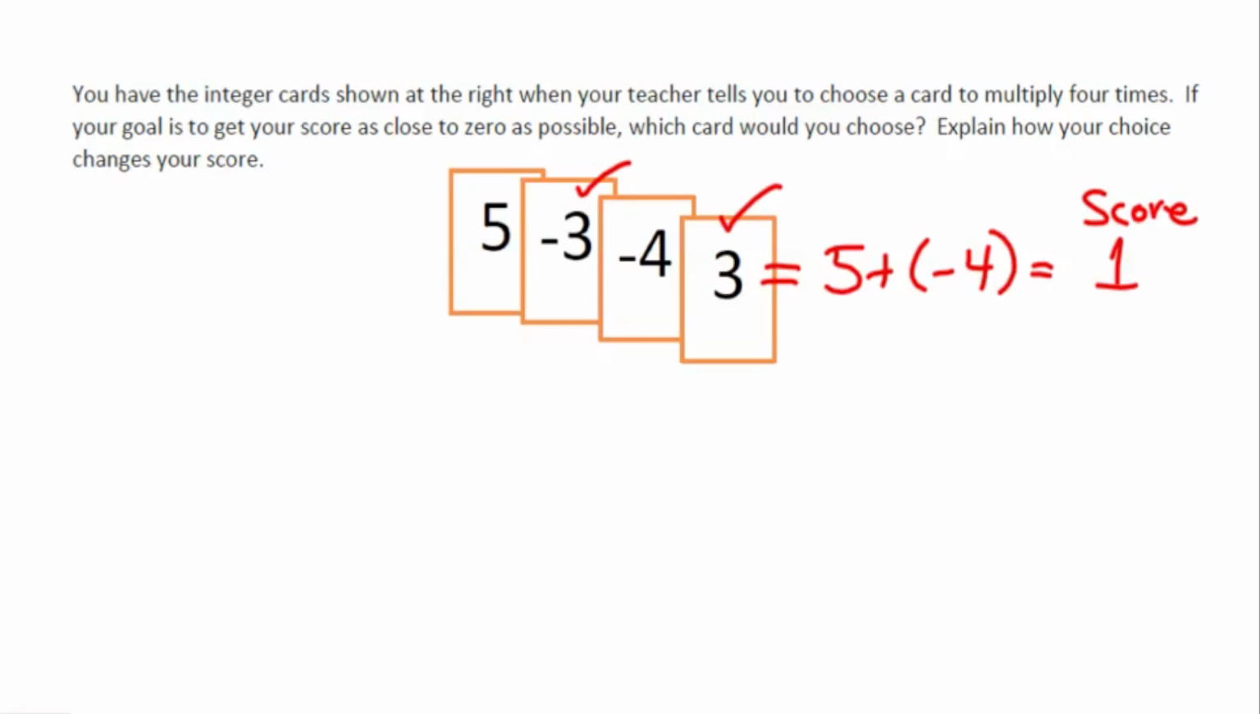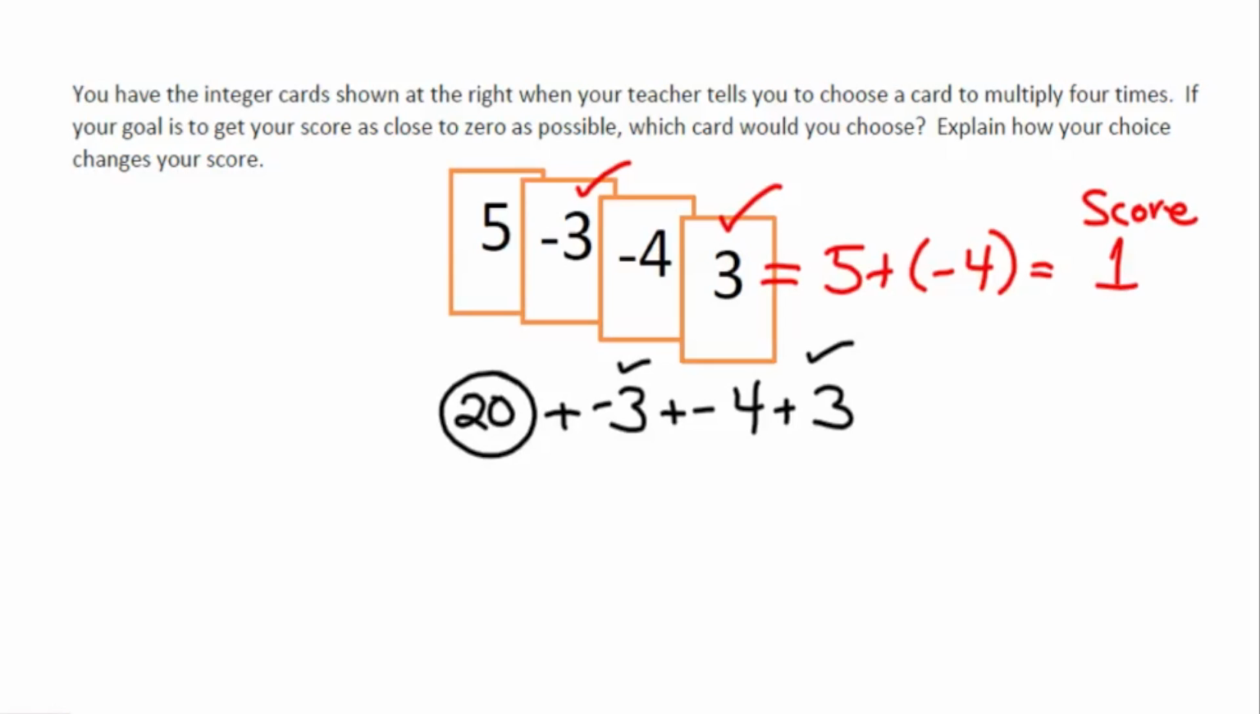So let's go one by one and let's start multiplying. Let's first start with multiplying the 5 by 4. If I multiply the 5 by 4, now that's 20. I'm just going to circle it so we'll remember that's the card we changed. Then we're adding on the -3, which we're keeping the same, the -4, and the 3. Just like before, to make my life easier, I'll add the opposites of each other first. So all I'm really left with is 20 and -4, and I have a score of 16.